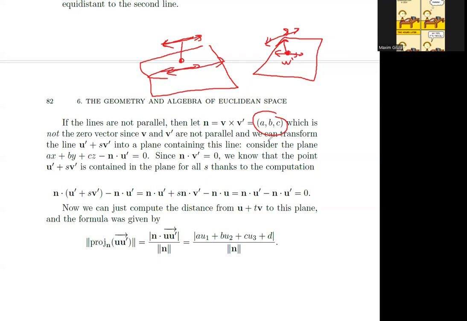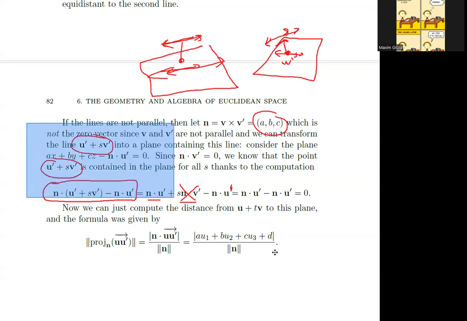And then since n dot v prime is 0, we know that u prime plus sv prime is contained in the plane for all s, because you could just compute it. If I take this dot product, I distribute the dot product, n dot v prime is 0, and then I get n dot u prime minus n dot u prime is 0. So this really is the equation of the plane containing the whole line u prime plus sv prime.